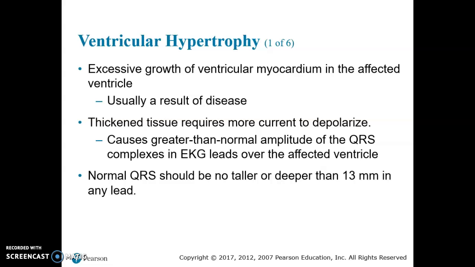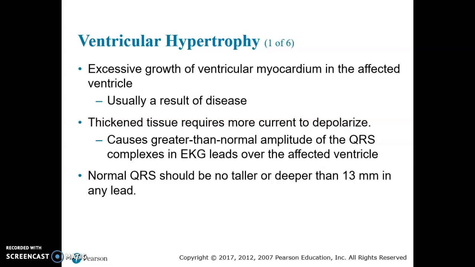Chapter 13, Video 3. In this video, we're going to talk about ventricular hypertrophy. Hypertrophy is the excessive growth of tissue. So with ventricular hypertrophy, we see the excessive growth of the ventricular tissue. This can usually be a result of disease, and this thickened tissue requires more current to depolarize. So it causes greater than normal amplitudes of QRS complexes in the EKG in the affected ventricle.